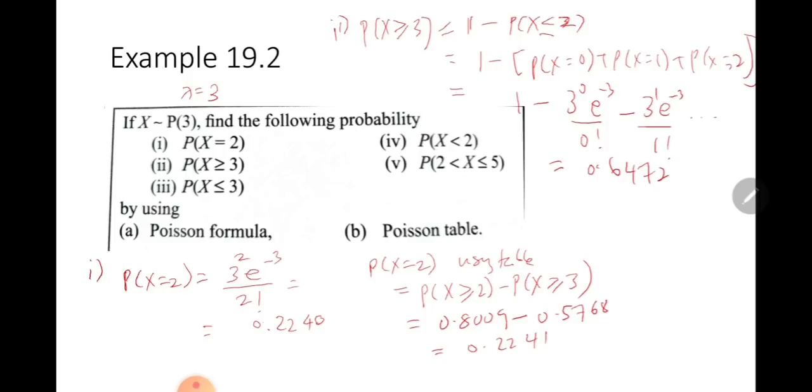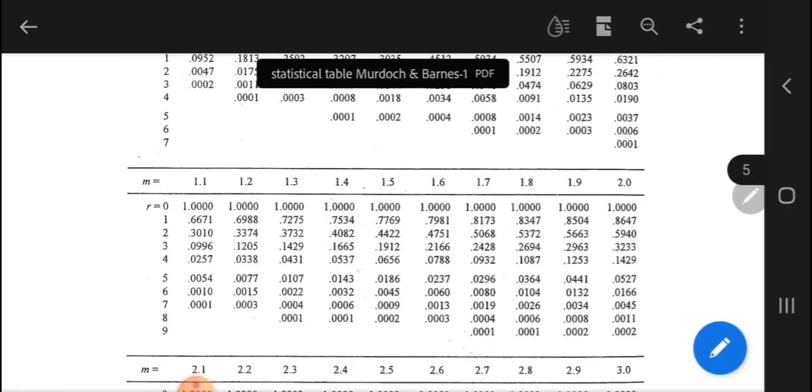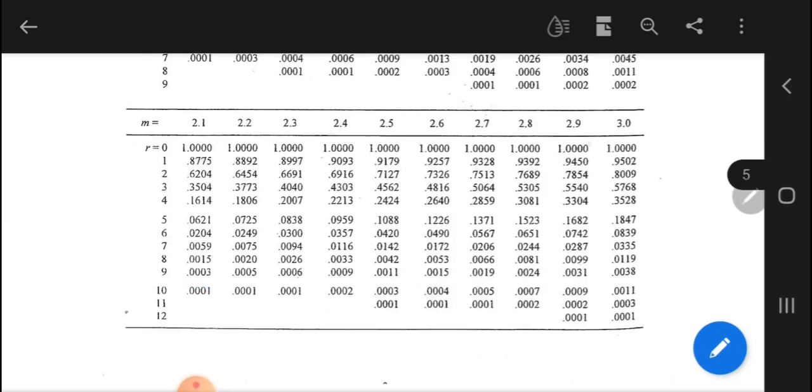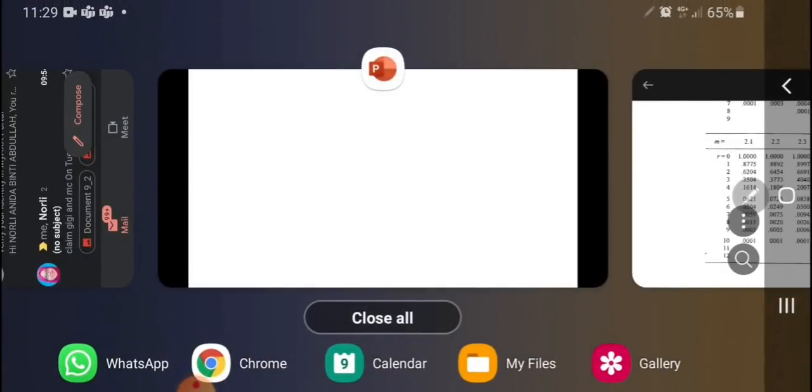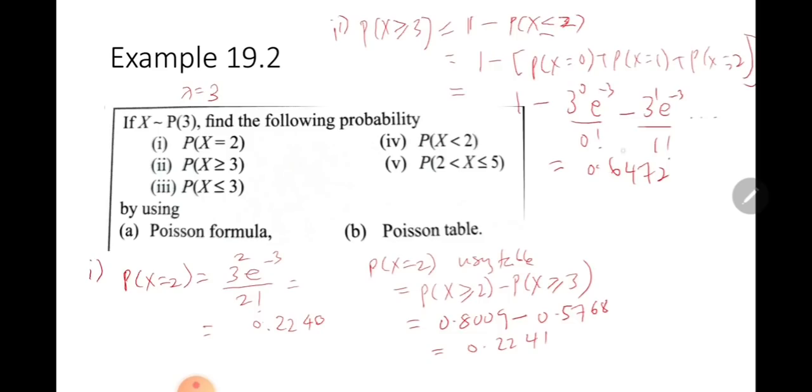But if you want to use the Poisson table, the table gives you the probability of having R greater or equal than R. So you just look. The table gives you 3. R 3 is 0.5768. So you gonna have, sorry, this one is wrong. This is 0.5768. So from the table, you will get exactly the same answer as well.